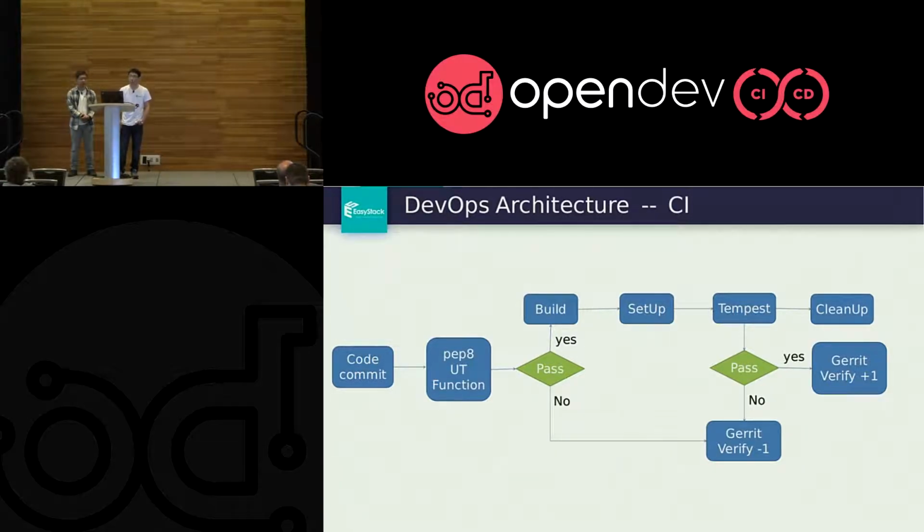This CI will be triggered from a code commit. The PEP8, UT, and functional testing will be run. If it passes, we will build an entire system, as I said, set up the environment, and run Tempest. If it passes, Gerrit will give a Verified +1. If not, Gerrit will give a -1. Then the environment will be cleaned up.